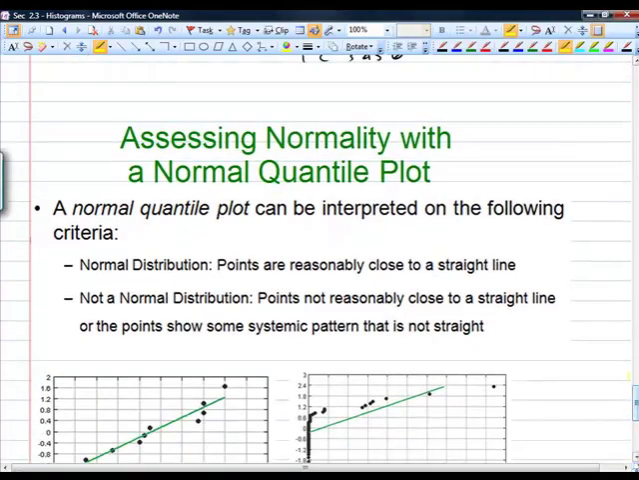And then the last thing we're going to talk about today is assessing normality with a normal quantile plot. A normal quantile plot is sometimes called a QQ plot.